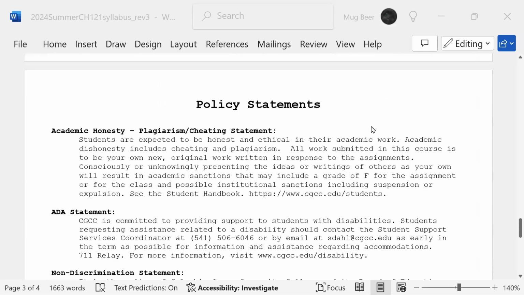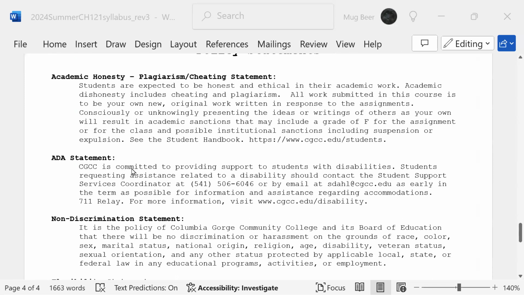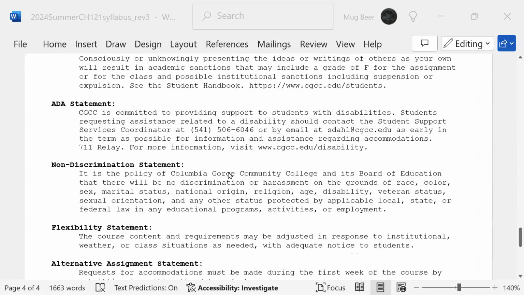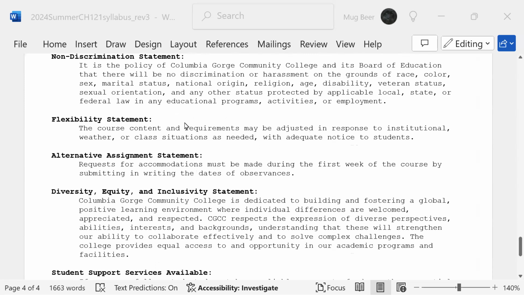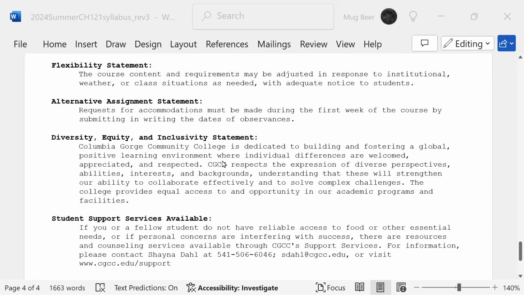All right, so this is at the end of every syllabus. Don't cheat. If there's any sort of accommodation you need, let me know. There's no discrimination allowed. The flexibility stuff, I don't know if it would apply to us because we're online, but maybe if there was a power outage and nobody had internet, then maybe I'd have to change some due dates. Let me know if there's an issue about accommodations. Just everybody be nice to everybody else. That's really the best thing to be doing here.